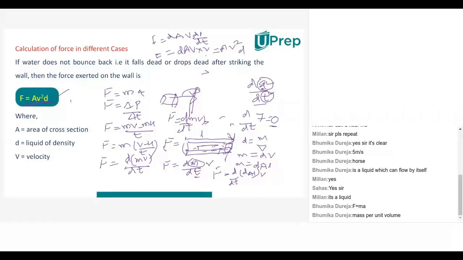Sir, AV square D. When do we have to use this AV square D equation? When the water does not bounce back after striking. So water comes from some point and hits the wall. And after that, if the water is still, that means it is at rest, then the force exerted on the wall will be AV square D. Okay.